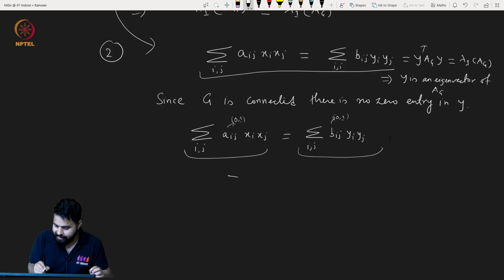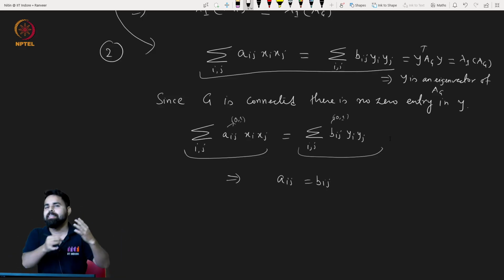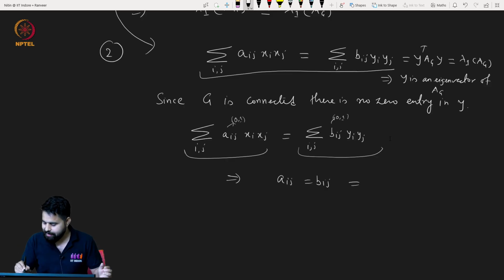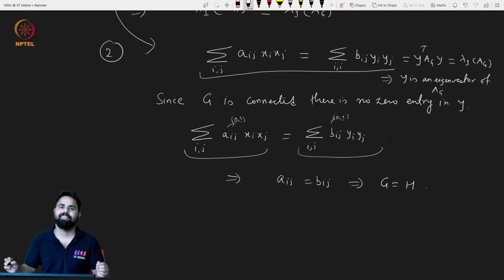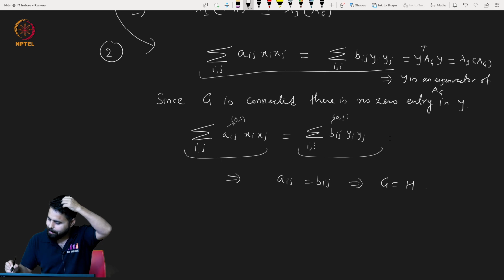This will imply that all aij equal bij. That means whatever the edges were earlier, the same edges are here, and the size is also the same. This implies further that G is indeed equal to H. Okay. The opposite direction is very simple. If G is equal to H, then of course, because it's the same graph, the largest eigenvalue will be the same. So very simple proof.